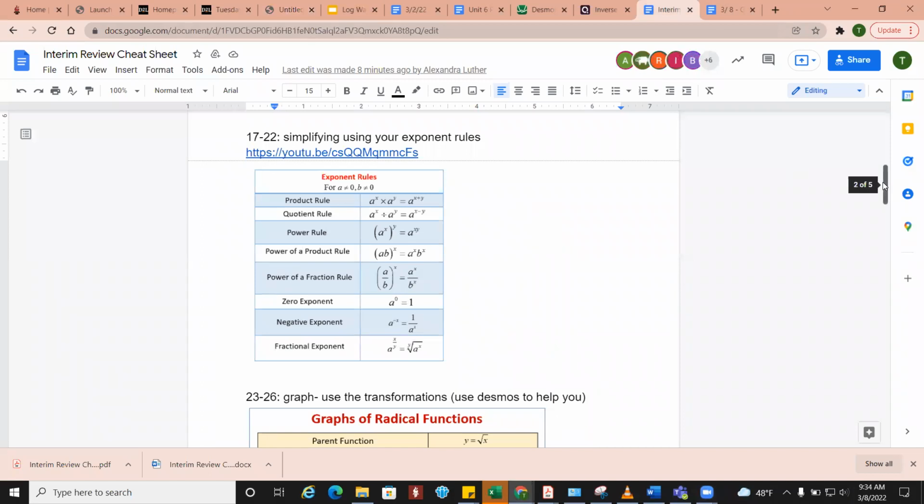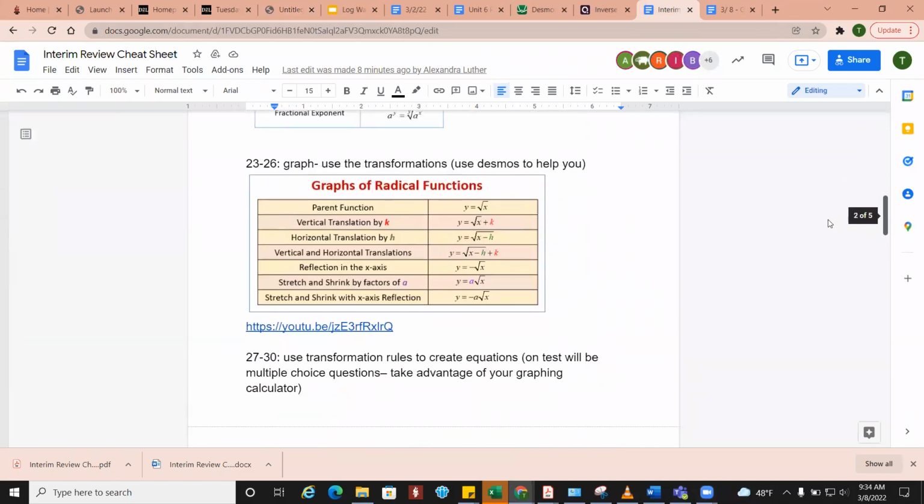Okay, the next part, graphing radical functions. You need to know your transformations. Again, there's a YouTube video on this, but you need to know what K does to the equation, what H does to the equation, etc. So on 23 through 26, you're just graphing, but what I really need you to get from that is the transformations. And Desmos definitely helps you with this one.